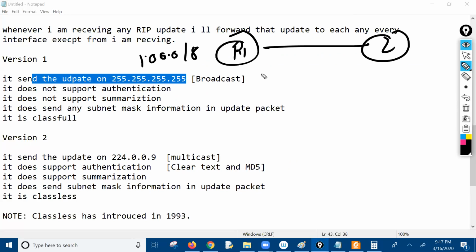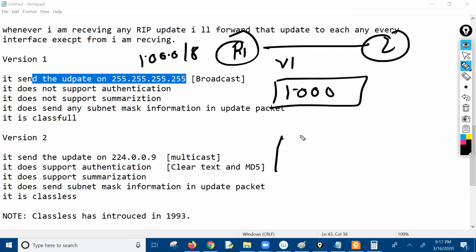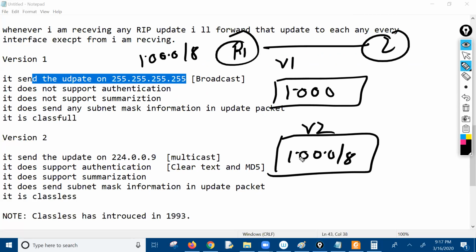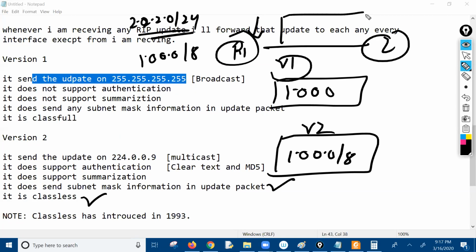If version 1, the update packet looks like this; if version 2, the update packet looks like this. Because of this, it is classless. What is the meaning of classless? If you have a 2.0 subnet, 2.2.2.2/24, and you implement version 1, the version 1 update packet looks like this.